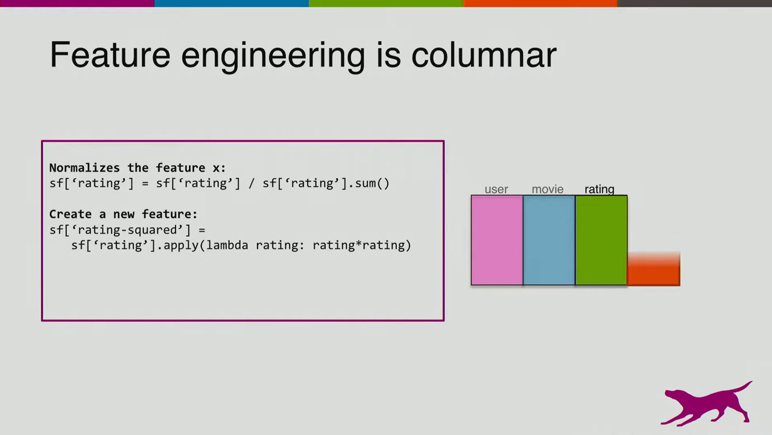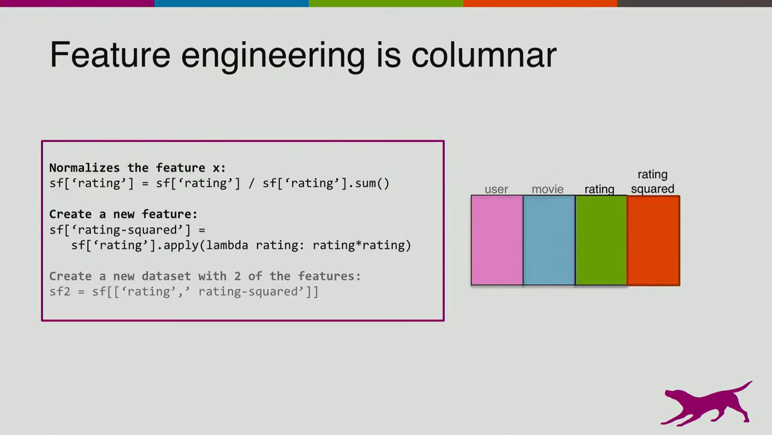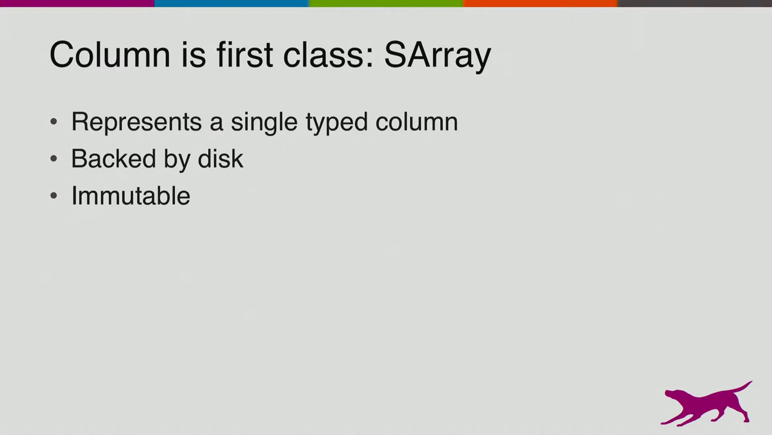We can create a new column called rating squared, which is the square value of each of the ratings. We can also subselect two columns, throw the rest of it away, and call it a new data set. These are all columnar operations. So in SFrame, column is the first class citizen.